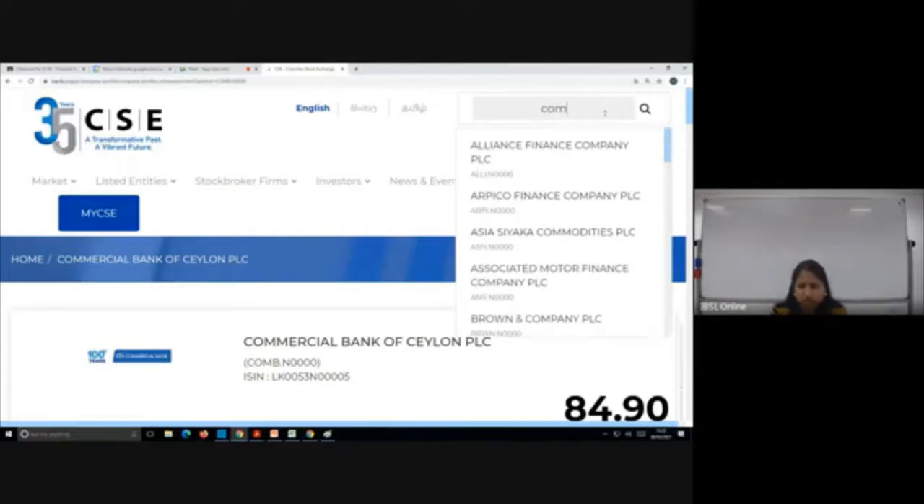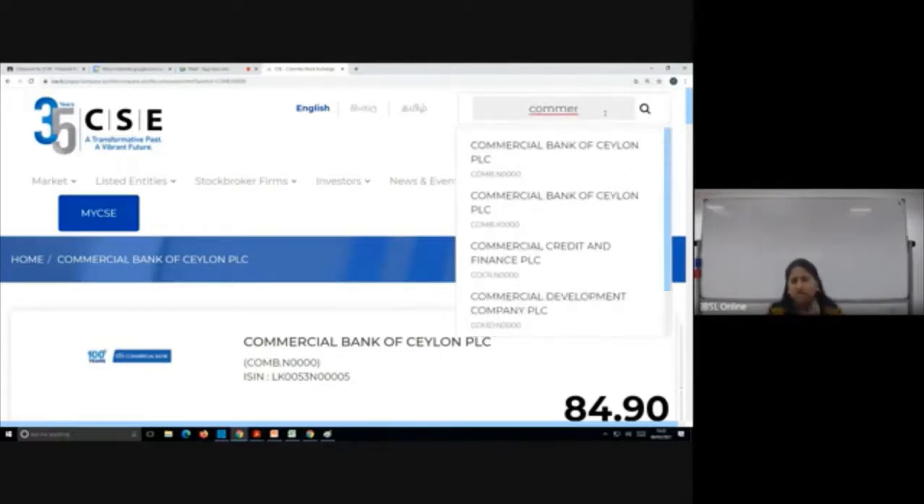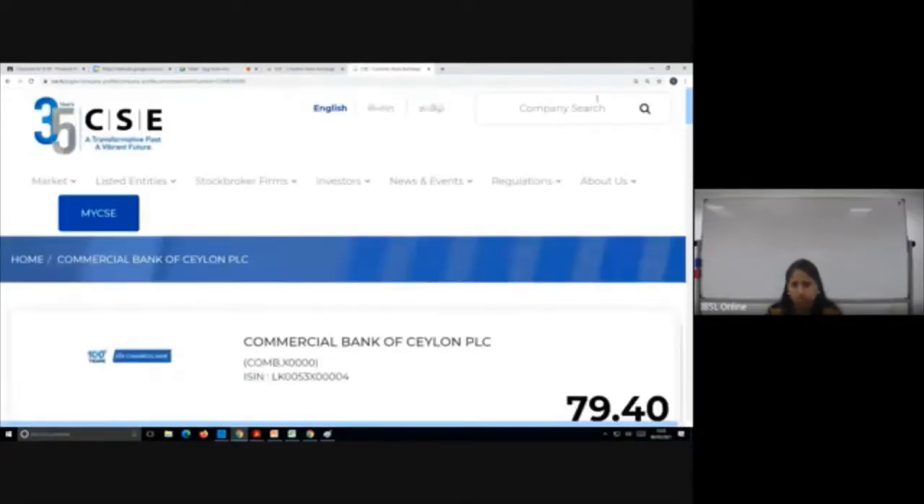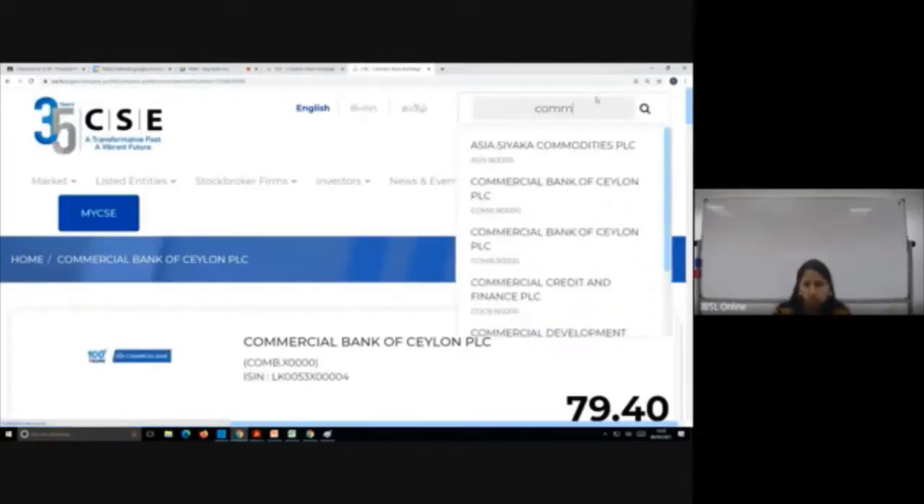But when you search for commercial, can you see here? You can see Commercial Bank of Ceylon twice. Why is that? Now there is another ticker here. There is one ticker finishing with .N. There is another ticker finishing with .X. Let's take both together.